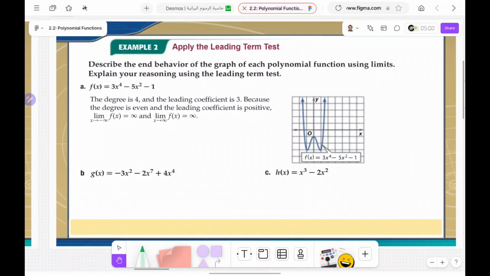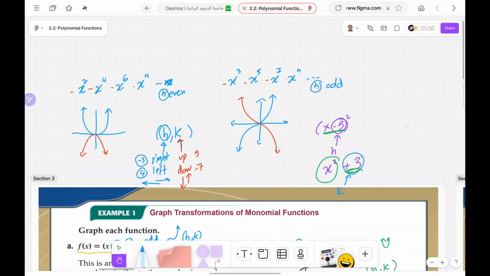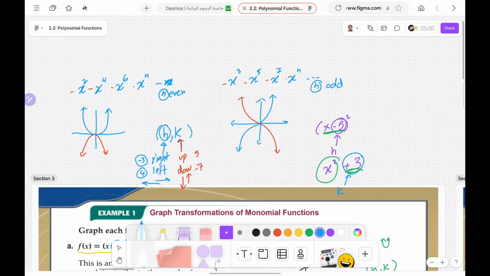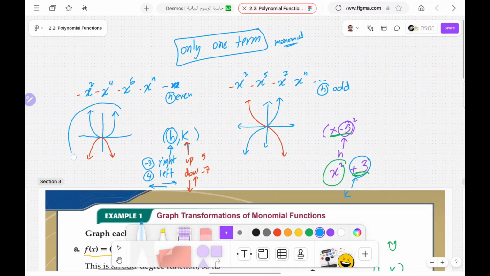Same thing here. As I explained to you, if the polynomial is only x to the power of 2 or x to the power of 4, only one term, you know that a polynomial can be a binomial, trinomial, 4th degree, 5th degree. This one is only one term, which we call a monomial. So when the function is a monomial, or a variable with a number, the shape of the graph will be like this if it's even, or like this if it's odd.